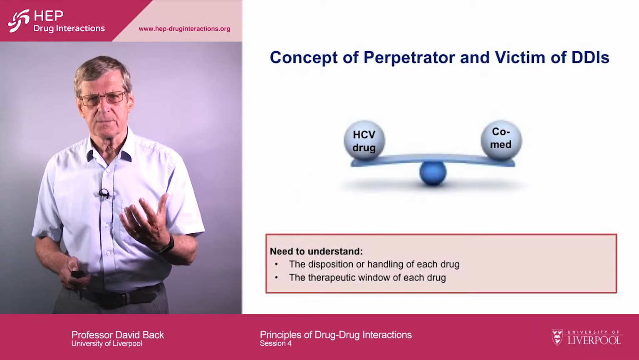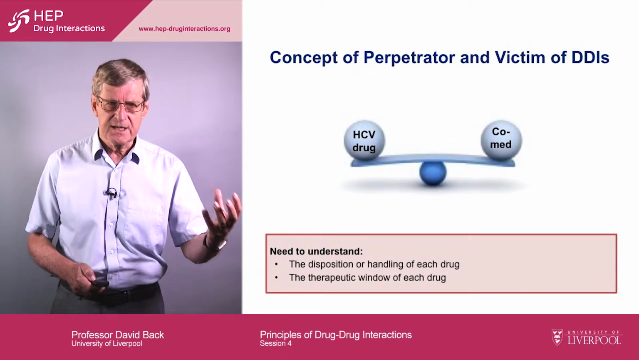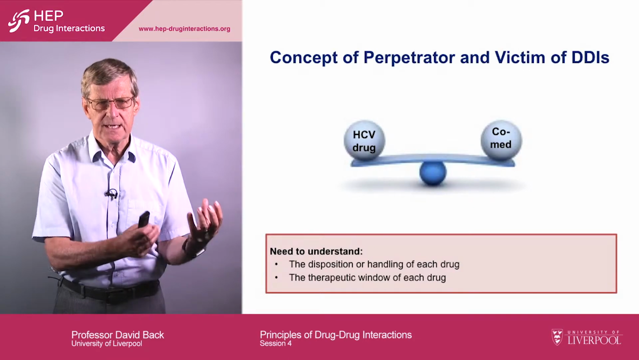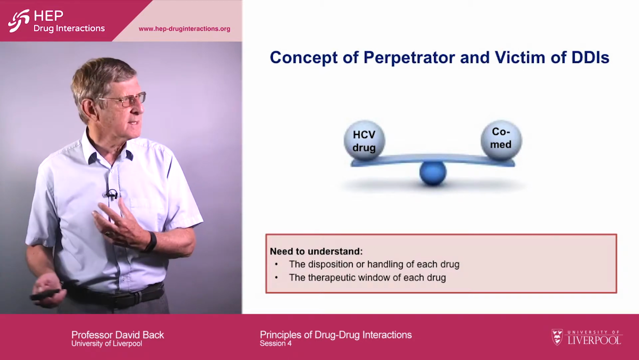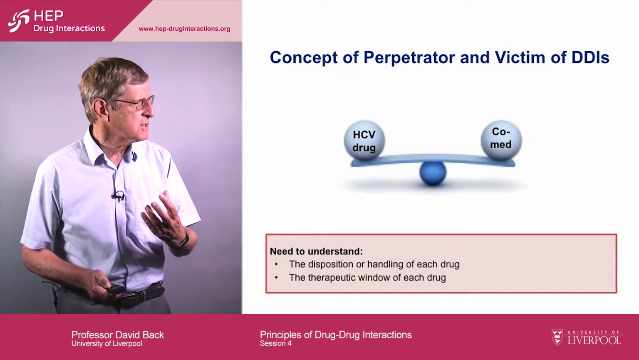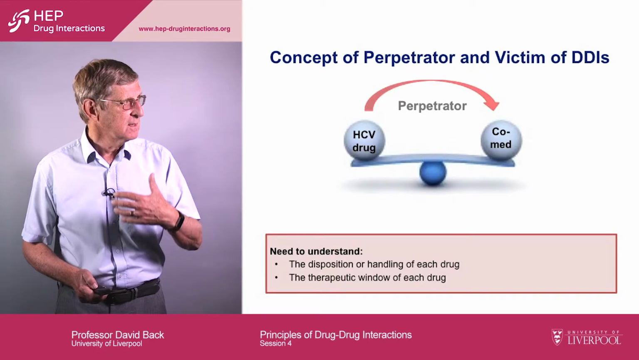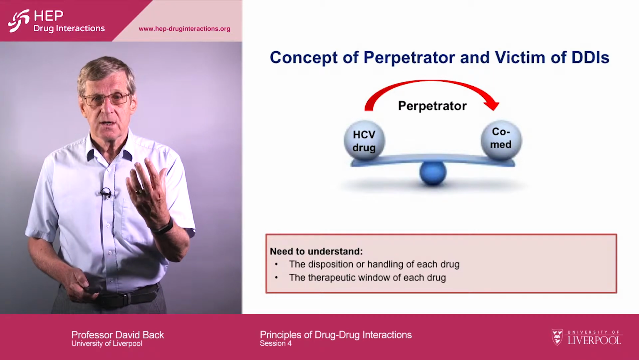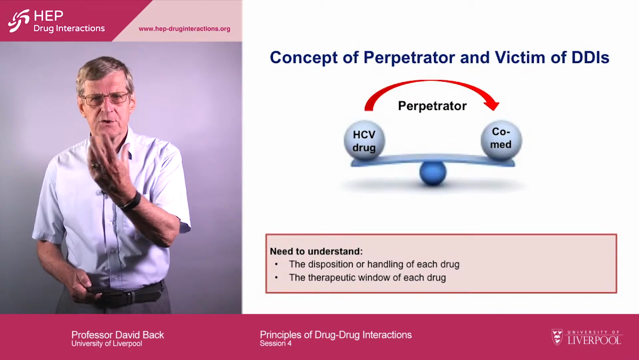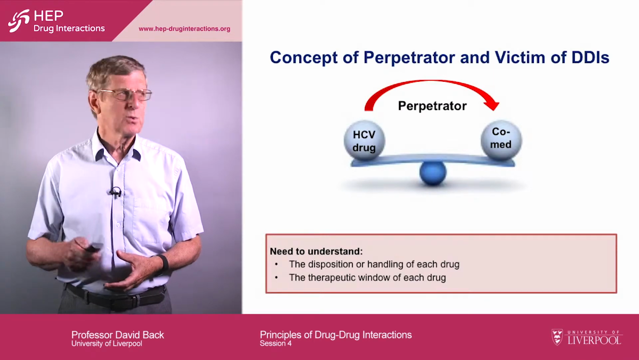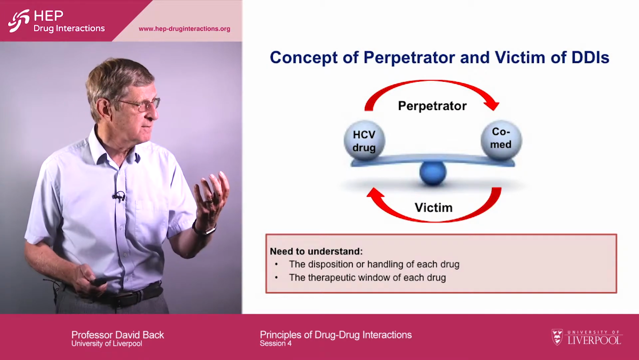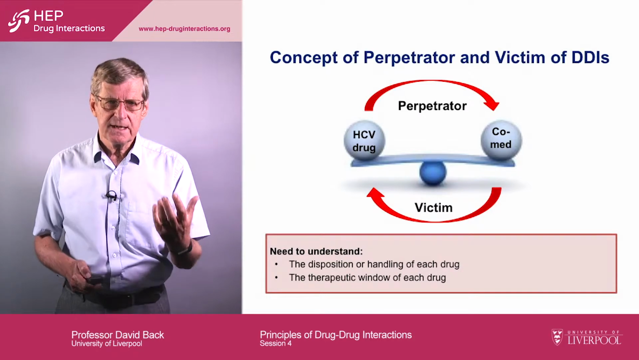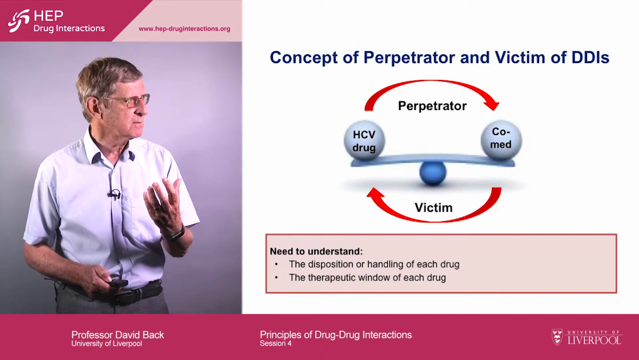So what is the concept? The concept is that you've got your HCV drug. If we're talking about the HCV drug as being the major drug, what about the co-meds? How does that affect the HCV drug or vice versa? Can the HCV drug influence and be a perpetrator of an interaction which will influence your co-med? Or can the co-med influence the HCV drug so that the HCV drug becomes the victim of an interaction?